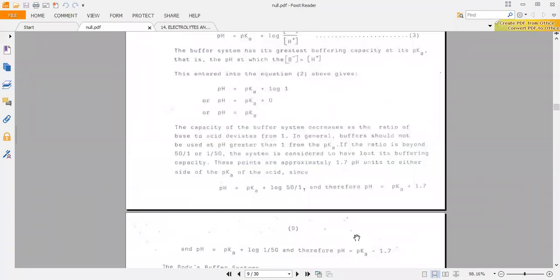Okay, so that's all we are trying to say. For a best buffer, the pH should be equal to the pKa. But if we can't get this, then we are going to allow for a certain range, and the range is that for us to use a certain buffer to maintain a particular pH, the pKa of that buffer should be equal to the pH plus or minus 1.7.